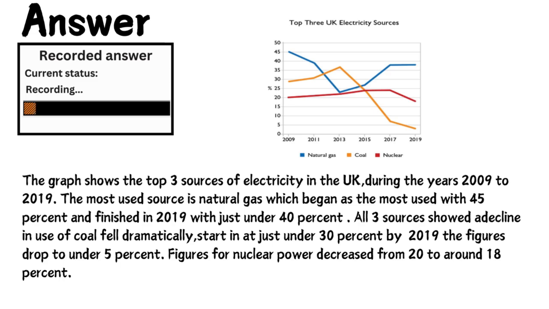The graph shows the top 3 sources of electricity in the UK during the years 2009 to 2019. The most used source is natural gas, which began as the most used with 45% and finished in 2019 with just under 40%. All 3 sources showed a decline in the use of coal, which fell dramatically. Starting at just under 30% by 2019, the figures dropped to under 5%. Figures for nuclear power decreased from 20 to around 18%.